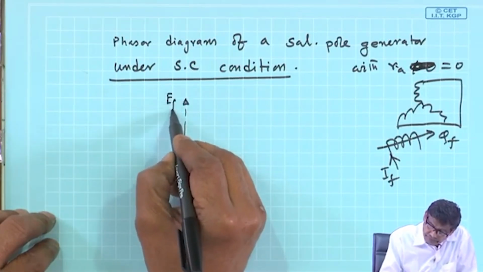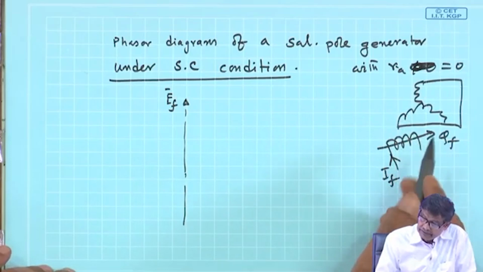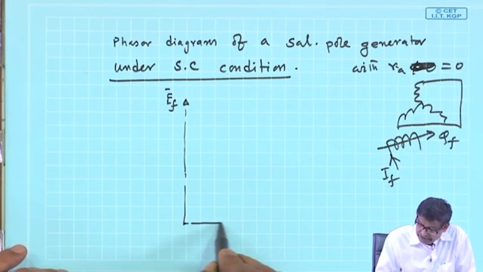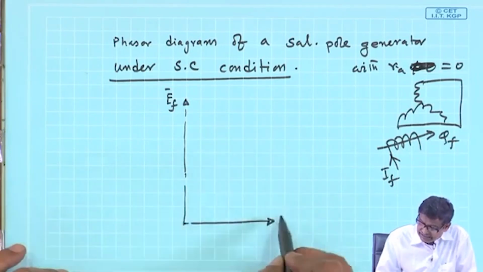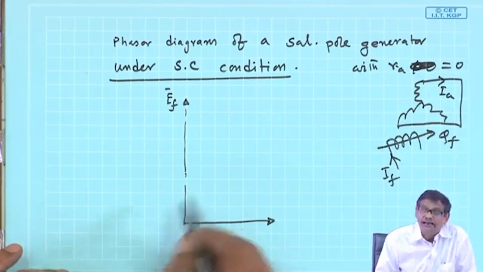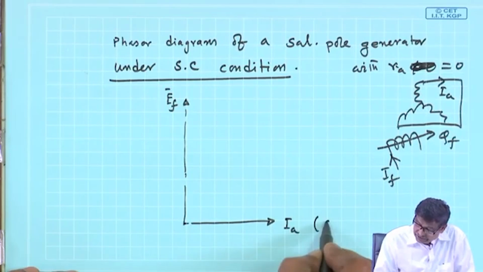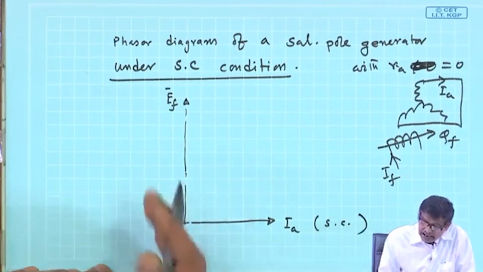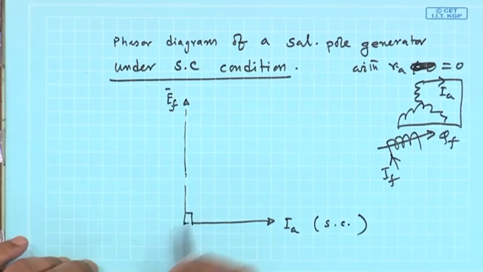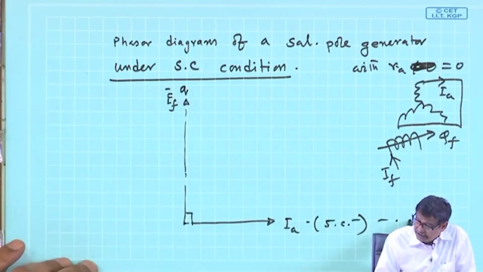So, we will first draw EF, this will be the case. And if it is purely inductive, then the short circuit current will be like this, lagging, that is, this current IA itself will be 90 degrees lagging, because of only inductive effect. Therefore, whatever the short circuit current is, that will be lagging your induced EMF by 90 degrees. In other words, this is the q axis and this will be your d axis, is it not?